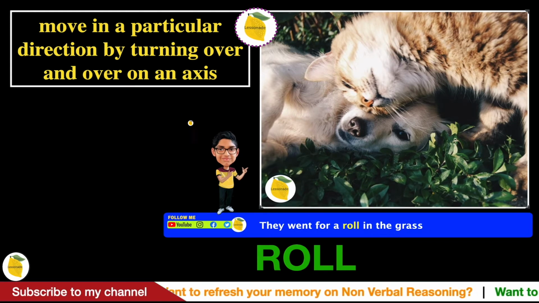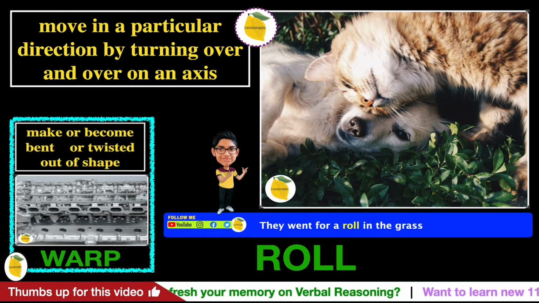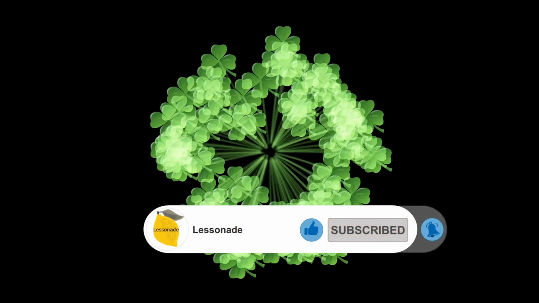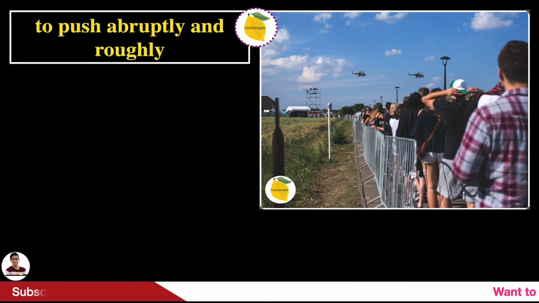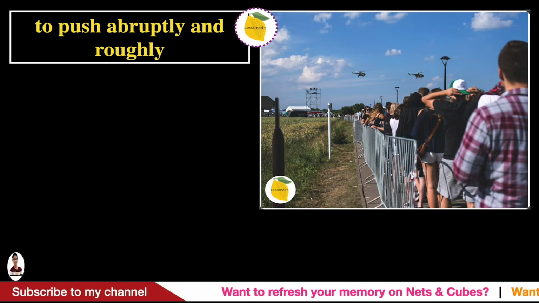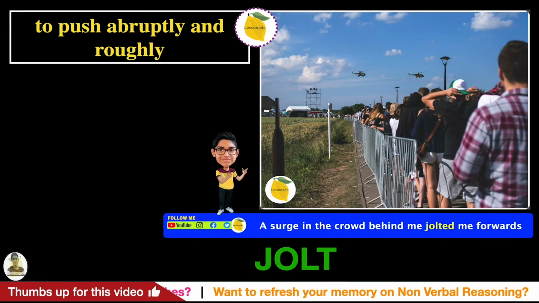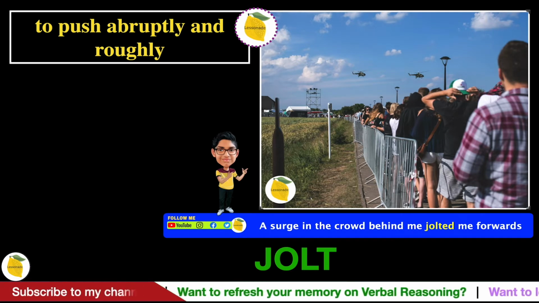So before we go on to the next one, let's try to recall the previous slide, and the previous slide is warp. Let's go on to the next one. To push abruptly and roughly. In this picture, we can see people pushing through a crowd abruptly and roughly, and therefore the word will be jolt. And the sentence for this word is, a surge in the crowd behind me jolted me forwards.